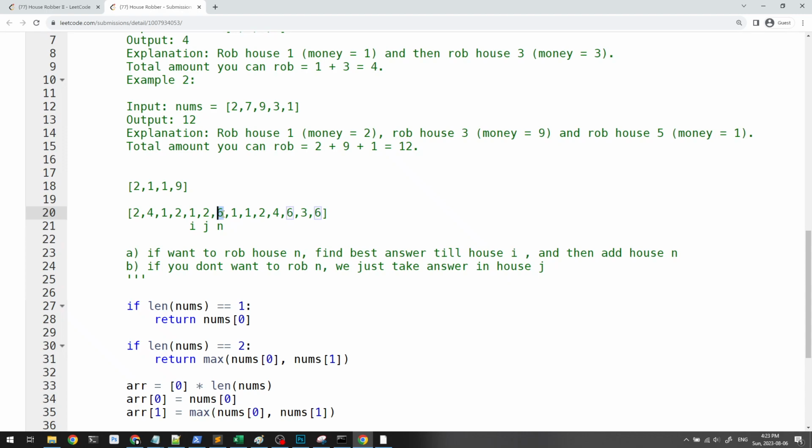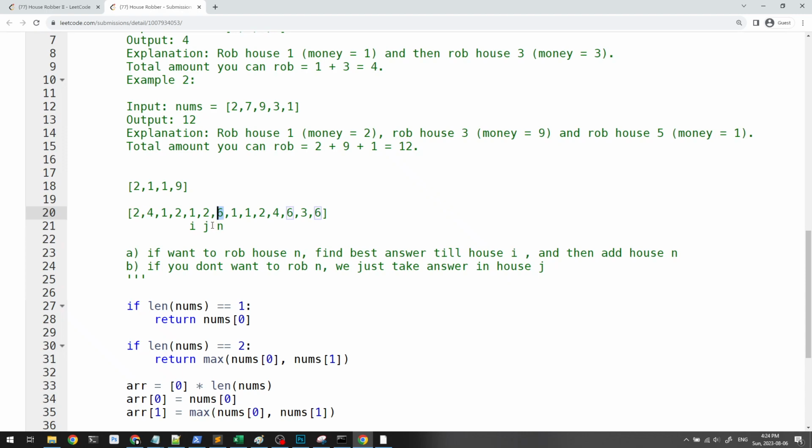Now, if we wanted to rob house number n, then we know that we cannot rob house number j, right? We cannot rob house number j if we want to rob house number n because it is directly adjacent to it. So what we realized was that if we want to rob house number n, then we want to find the best answer till house i, basically the best answer till 2 houses in the past.